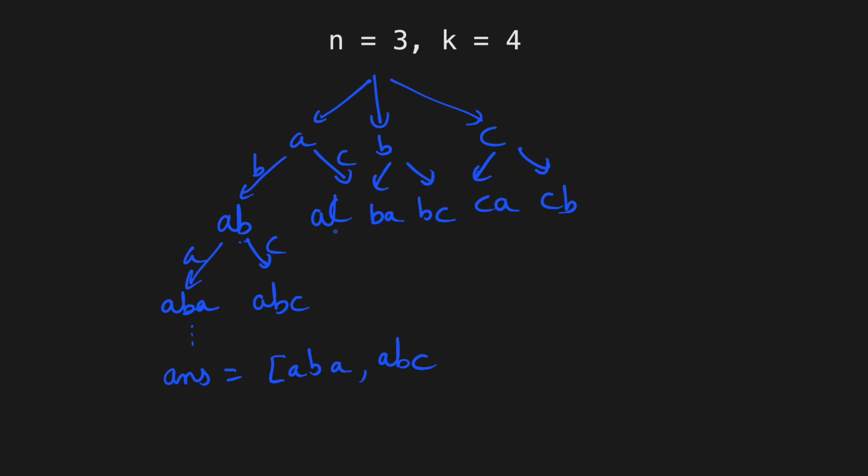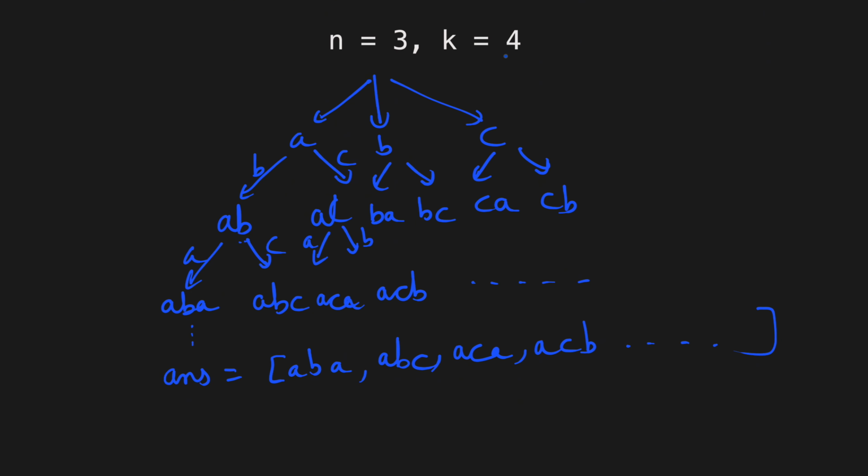Similarly, for this path, as the last character was c, we cannot take c, but we can take a and b and get the strings aca and acb and add them to the answer list. And this is how we will continue with our recursion until all possible combinations of happy strings are explored and added to the answer list.